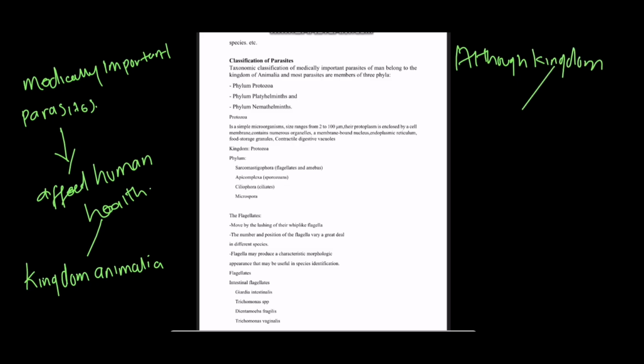it has many phyla, but the medically important parasitic worms belong to the phylum Protozoa, the phylum Platyhelminth, and the phylum Nematohelminth. Are we together? Yes. Although the animal kingdom contains many phyla, the medically important parasitic worms belong to the phylum Protozoa, the phylum Platyhelminth, and the phylum Nematohelminth.